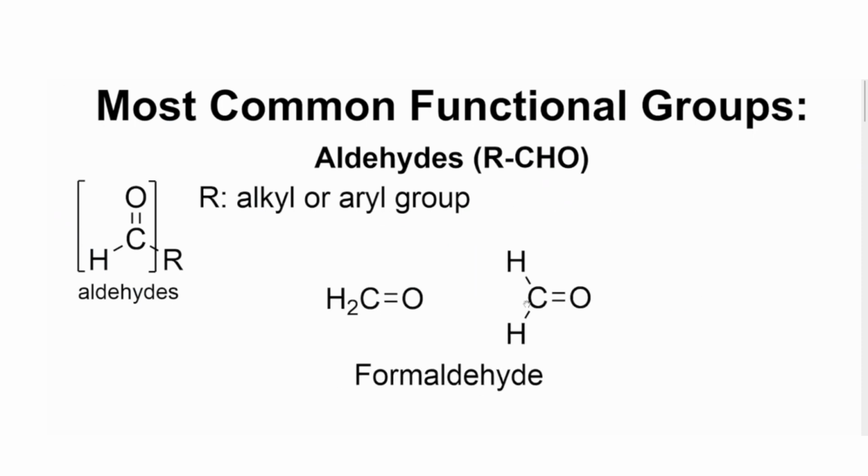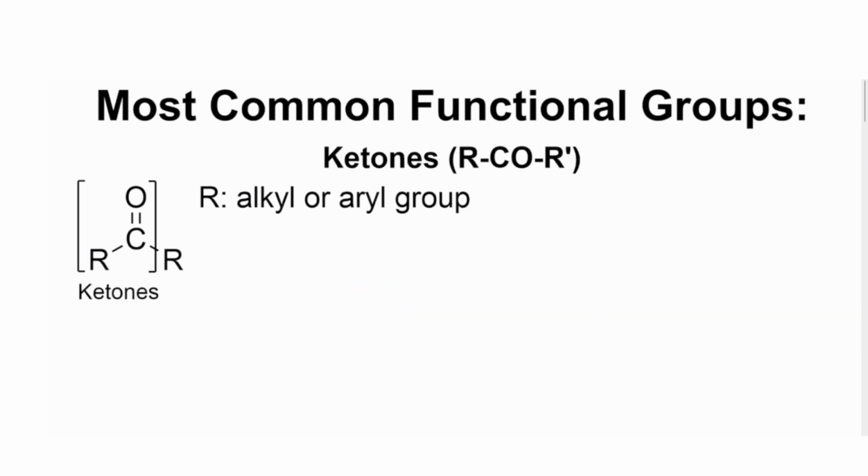Formaldehyde is the simplest aldehyde and is used in the production of resins and disinfectants. Ketones are RCOR'. Ketones contain a carbonyl group, C=O, with the carbon atom bonded to 2 alkyl or aryl groups and are generally less reactive than aldehydes. Acetone is the simplest ketone and is widely used as a solvent, such as in nail polish remover.